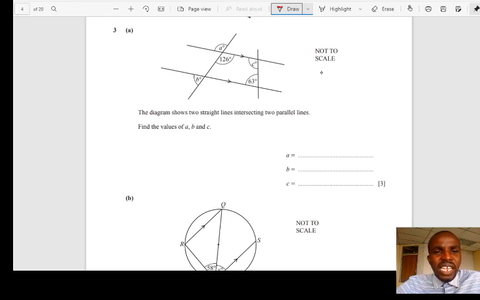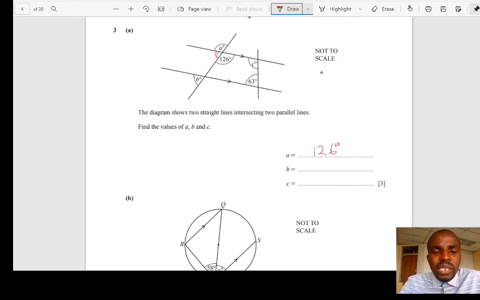So let's find a. As you can see, a is opposite 126, and they are on straight lines. So opposite angles on straight lines are equal, which means a equals 126 degrees. The reason is they are equal. Then next, b equals a. Actually, b is equal to this angle. Sorry, this one. So b and this angle are equal.